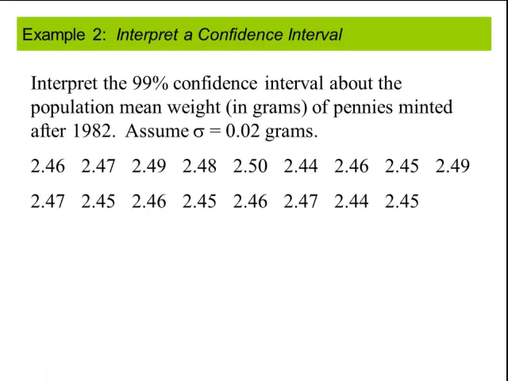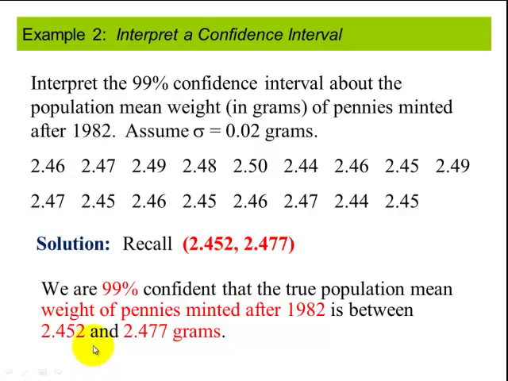Let's do our penny example. Interpret the 99% confidence interval for the population mean weight in grams of pennies minted after 1982. If you recall from our last video, this is our confidence interval. To interpret, we would say we are 99% confident that the true population mean weight of pennies minted after 1982 is between 2.452 and 2.477 grams.